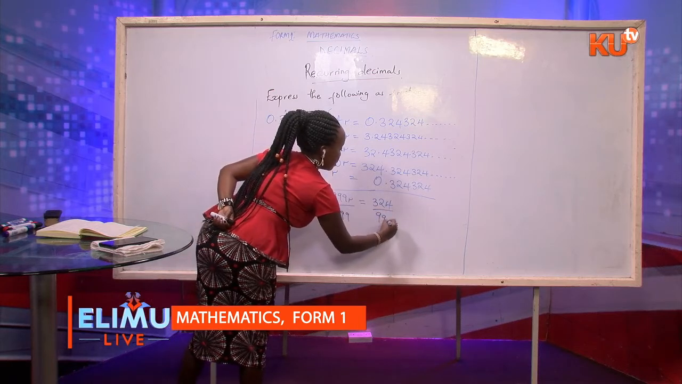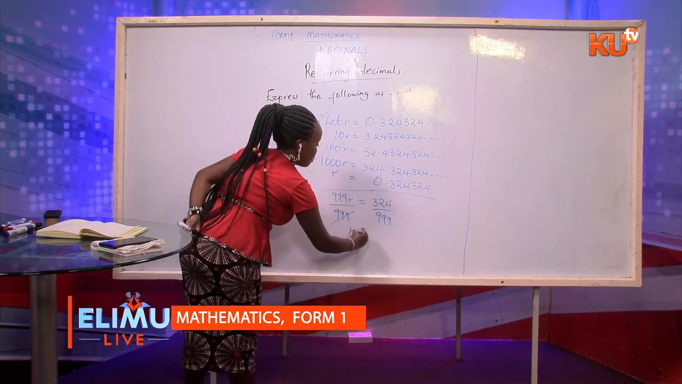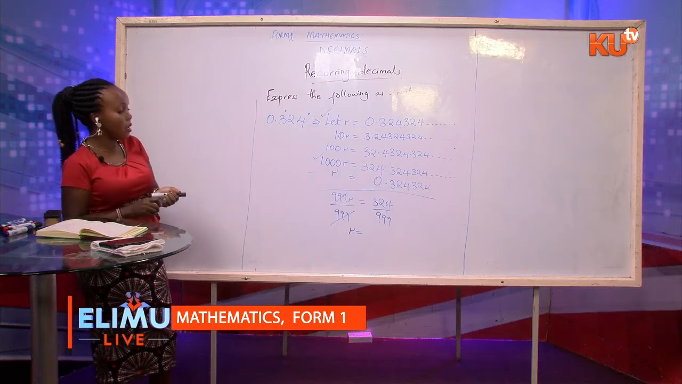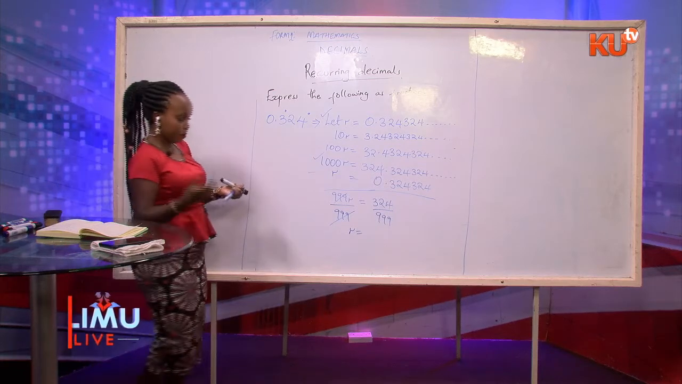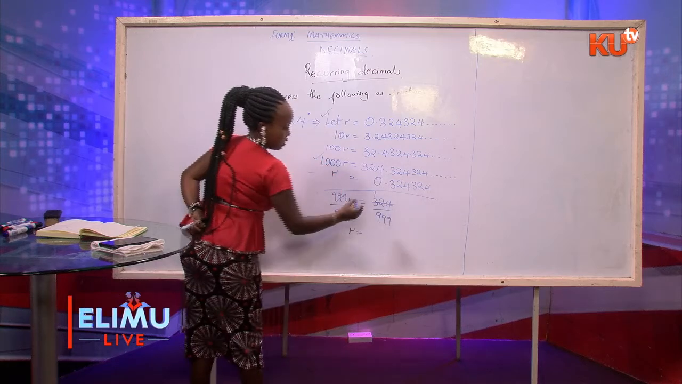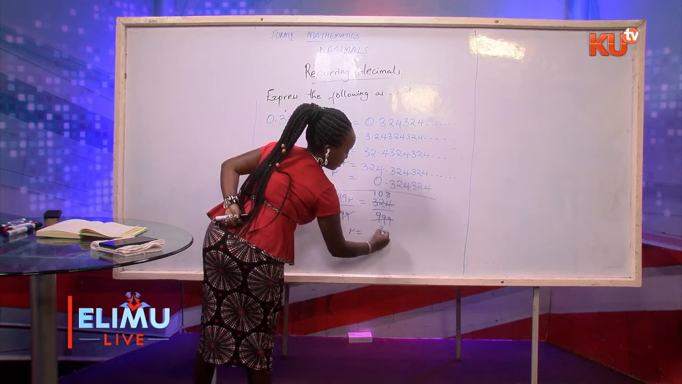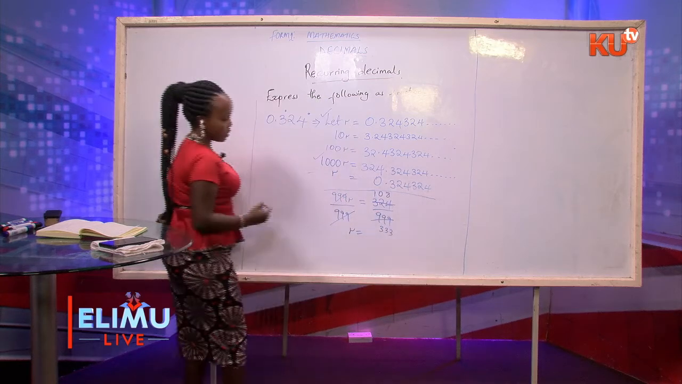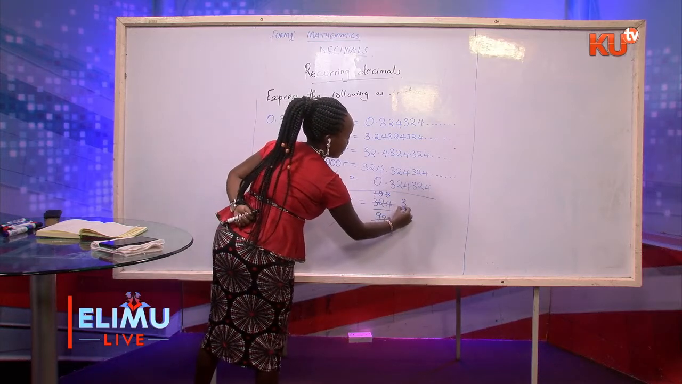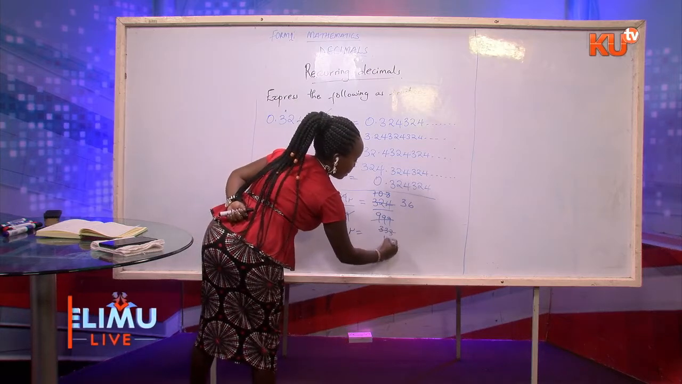By 999, this will cancel out. So we have R equal to, then we have to simplify now until we remain with the simplest form of the fraction. Let's start by 3. By 3, this will be 1, then 0, then 8. By 3, this will be 3. Then again, we can still divide by 3. By 3, this will be 3, 6. By 3, this will be 1, 1, 1.